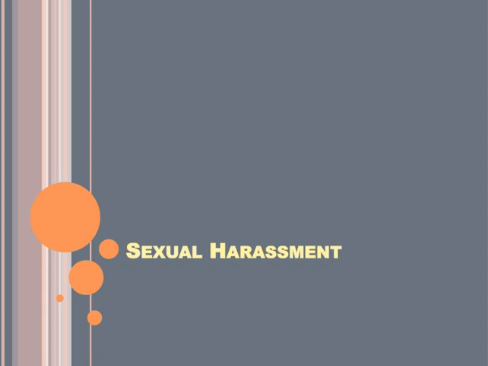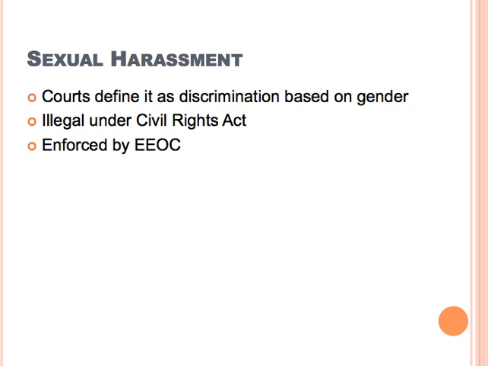Hopefully you've taken a look at the EEOC website and learned a little more about this, but I'm just going to cover a few key points. Sexual harassment has over time generally been defined as discrimination that's based on gender. The reason sexual harassment is illegal is that it is considered a violation under Title VII of the Civil Rights Act. For that reason, this is a law that is enforced by the Equal Employment Opportunity Commission.